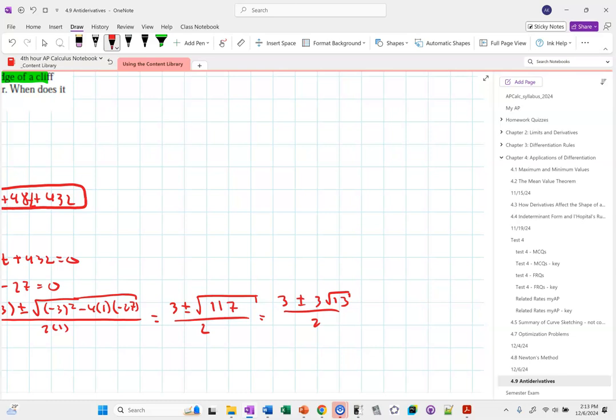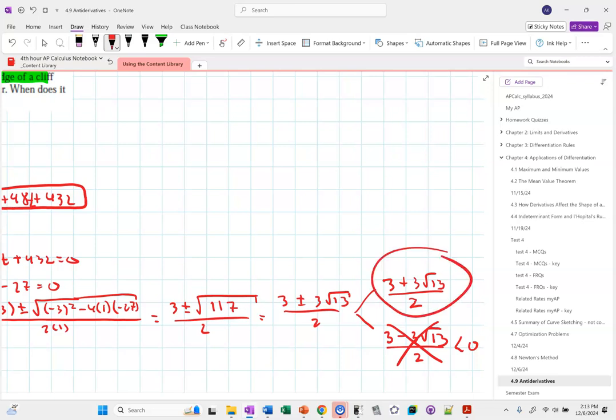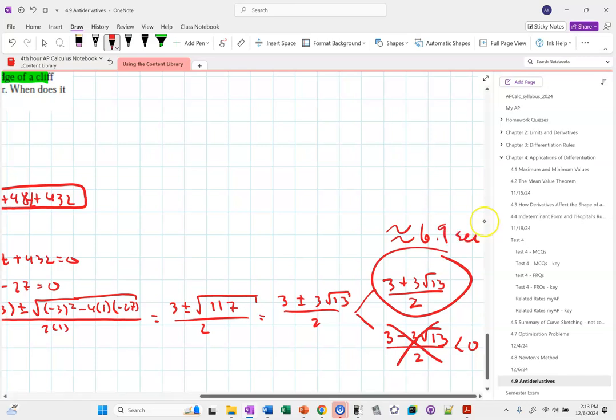But remember, this is time, right? So which one can I throw out immediately because it's time? This one. Why? Yeah, this is less than 0. So there's my answer, whatever that comes out to. The textbook says it's about 6.9 seconds, in case you just really needed to know how long it took that ball to hit the ground.